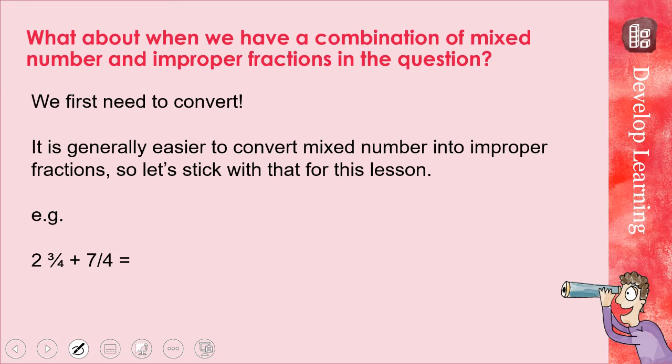2 3/4. I'm going to convert to an improper fraction first. Okay, so I've got 2 3/4. My step-by-step process. My denominator stays the same. I multiply the whole number by the denominator.